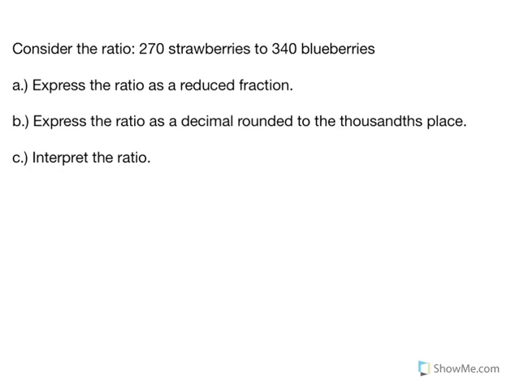Consider the ratio, 270 strawberries to 340 blueberries. We're going to do three things with this information. First, we're going to express the ratio as a reduced fraction. Then we're going to express that ratio as a decimal, rounded to the thousandths place. And then we're going to interpret the ratio, and we're going to do that interpretation in a couple of different ways. We'll go from there.